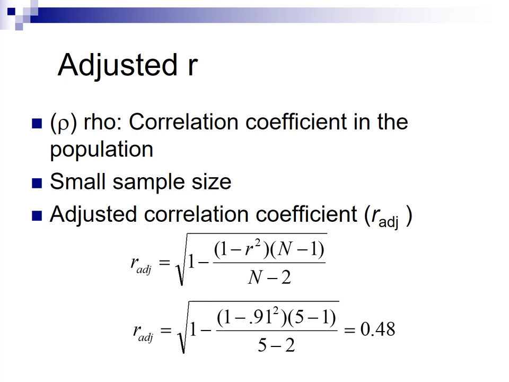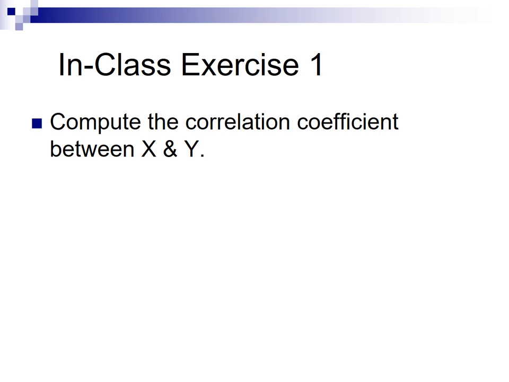When the sample size is big, such as over 200, there would be only a minor difference between our adjusted score and the R value. That's why when we run correlation coefficients, we prefer the sample size to be big so that we make a more accurate prediction of the population correlation. If we are good on R, now we can work on in-class exercise 1. Compute the correlation coefficient between X and Y.